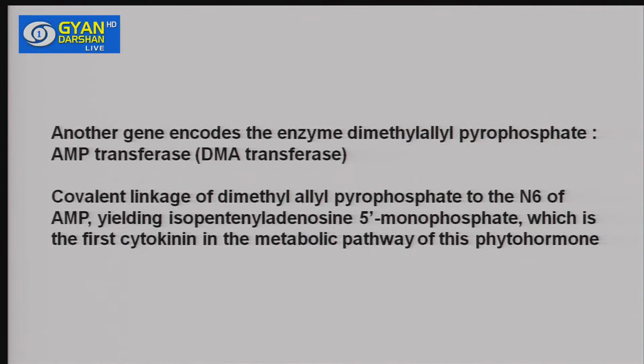Another gene encodes the enzyme dimethyl allyl pyrophosphate AMP transferase or the DMA transferase. It helps in the covalent linkage of dimethyl allyl pyrophosphate to the N6 nitrogen 6 of adenosine monophosphate, yielding isopentenyl adenosine 5' monophosphate, which is the first cytokinin in the metabolic pathway of this phytohormone. So this is another cytokinin regulating gene which is also there within the tDNA region.